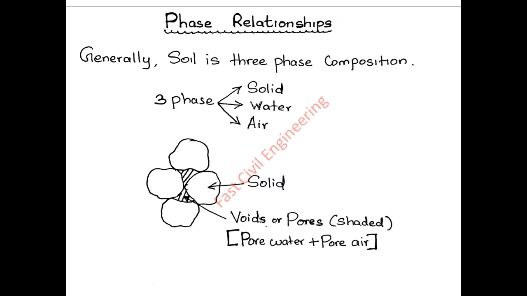Phase relationships. Generally, soil is a three-phase composition, that is solid, water and air. Within the solid particles, there are voids or pores, that is the shaded area. The voids are made by water plus air, as shown in the figure.